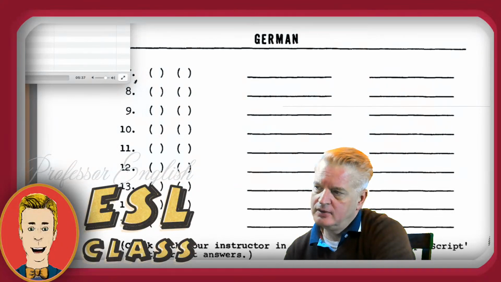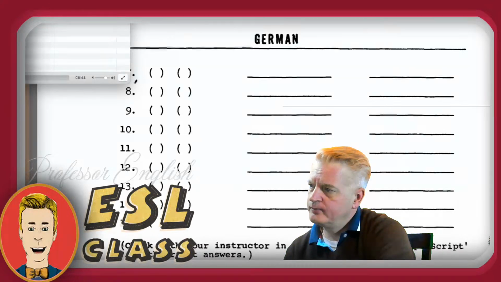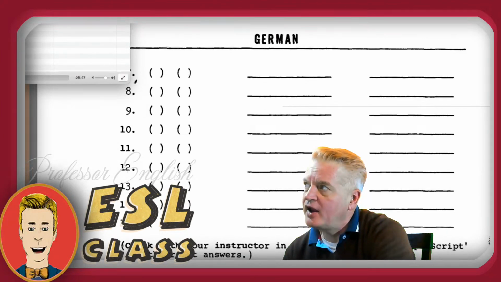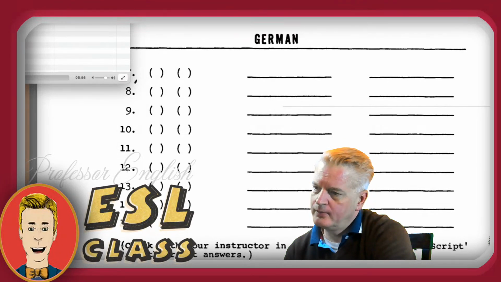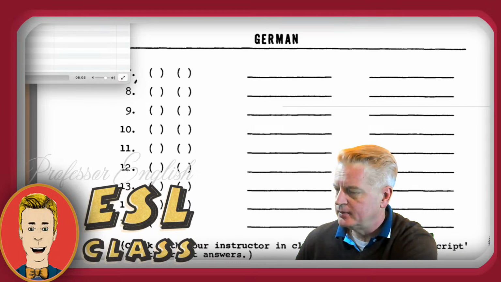11. Sogar. Second syllable. 12. Heißen. That's the first syllable. 13. Gepäck. Second syllable. 14. Ordnung. That's the first syllable. 15. Sehen. That's the first syllable.